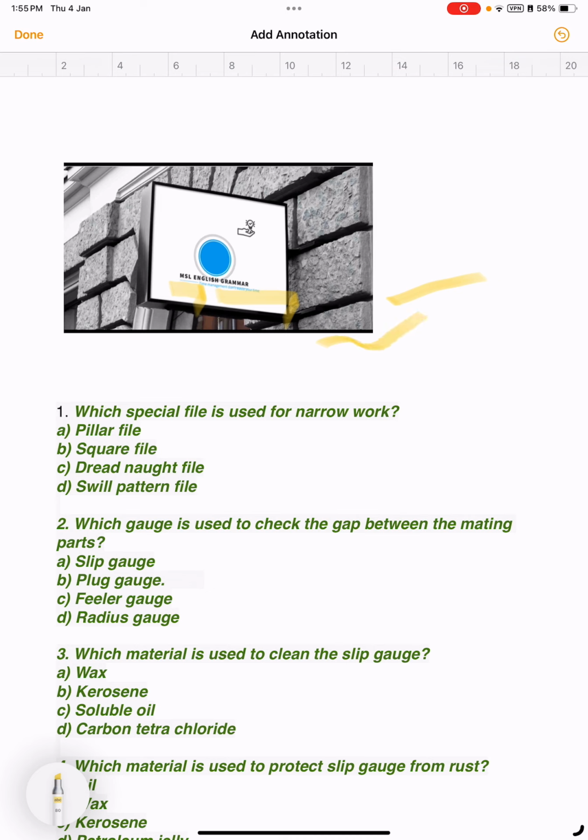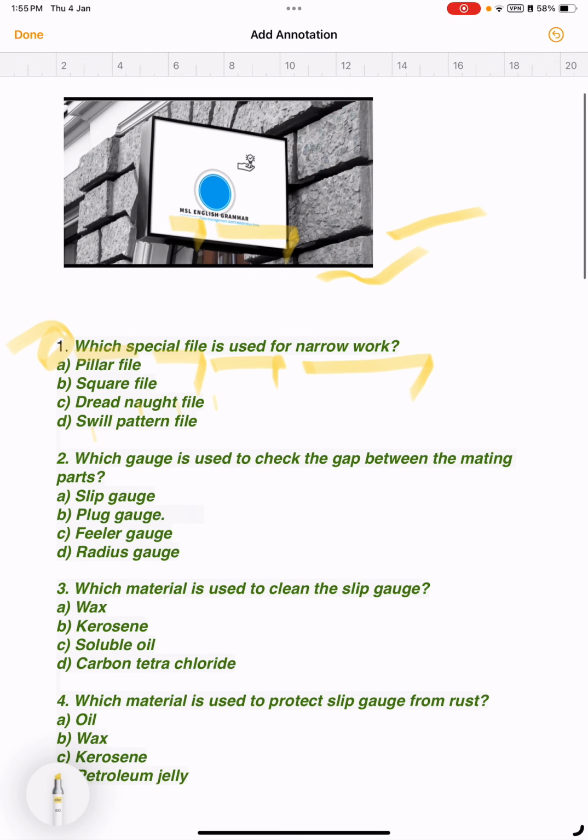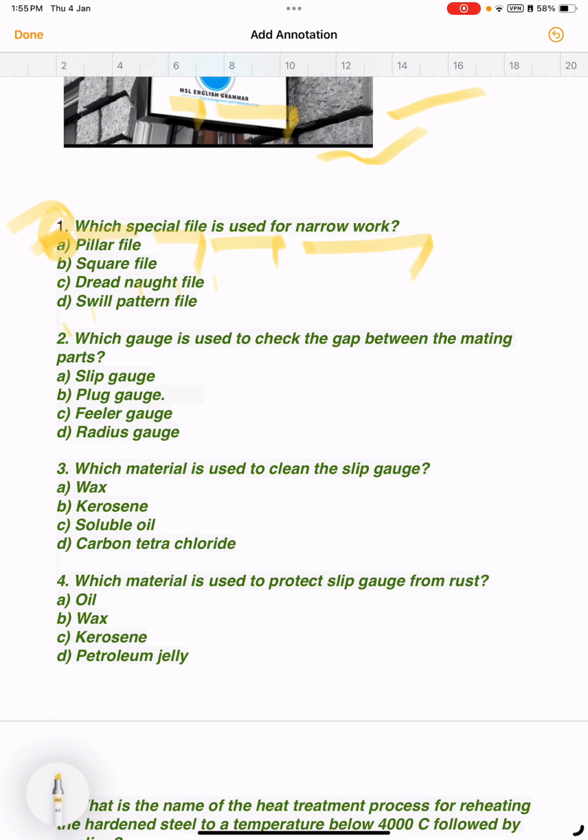ITI multiple choice questions for ITI competitive exams. First one: which special file is used for narrow work? Four options are given: A, B, C, D. Pillar file, square file, dreadnought file, swill pattern file. What is the answer? The file used for narrow work is the pillar file.